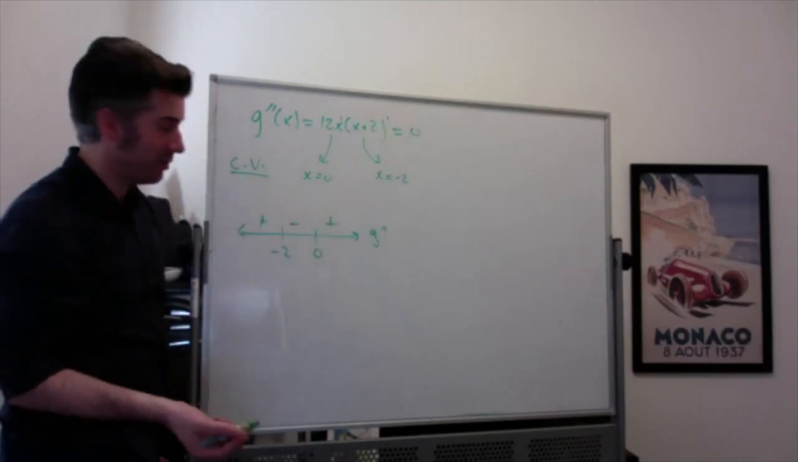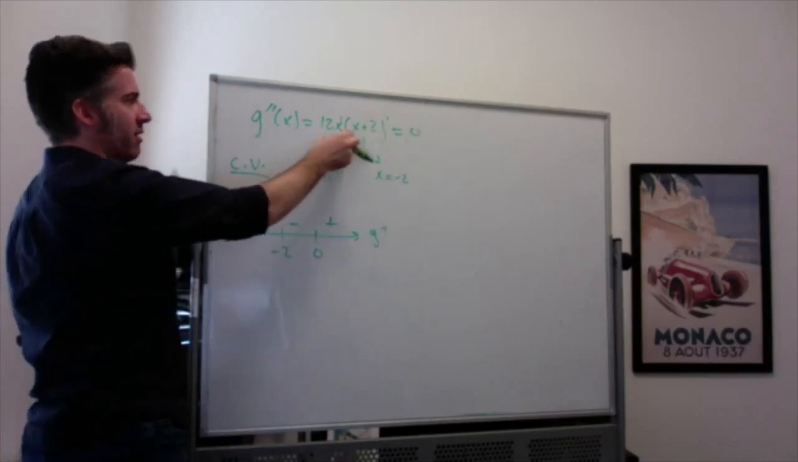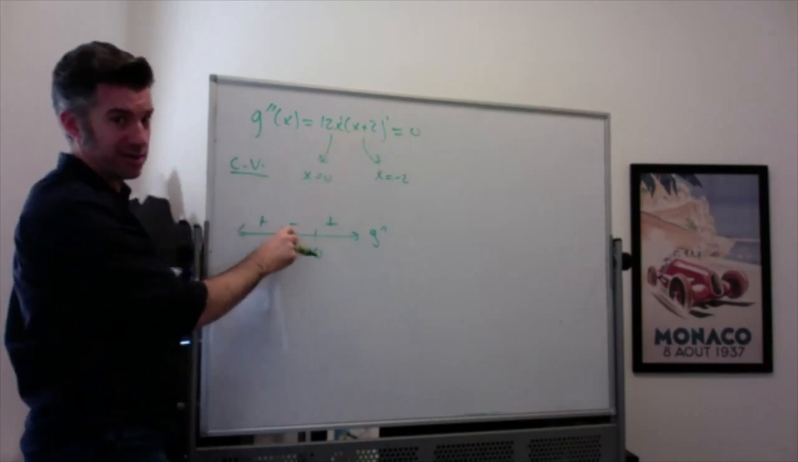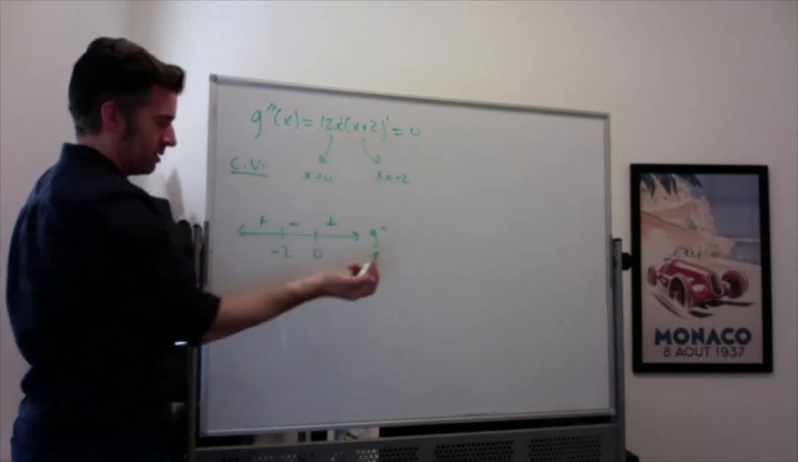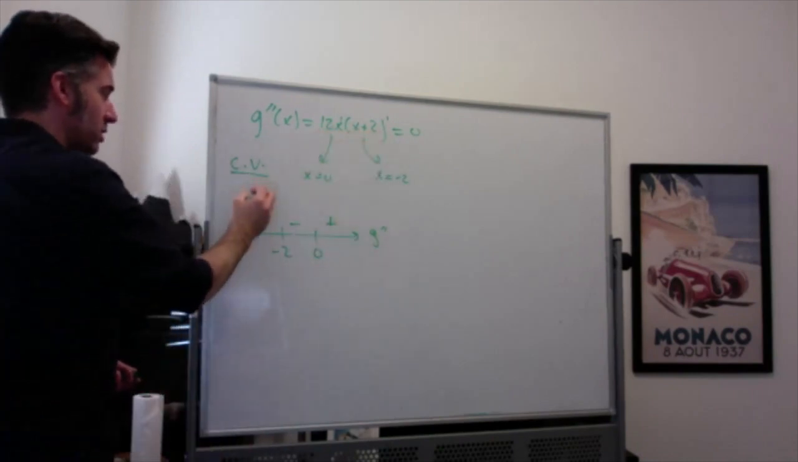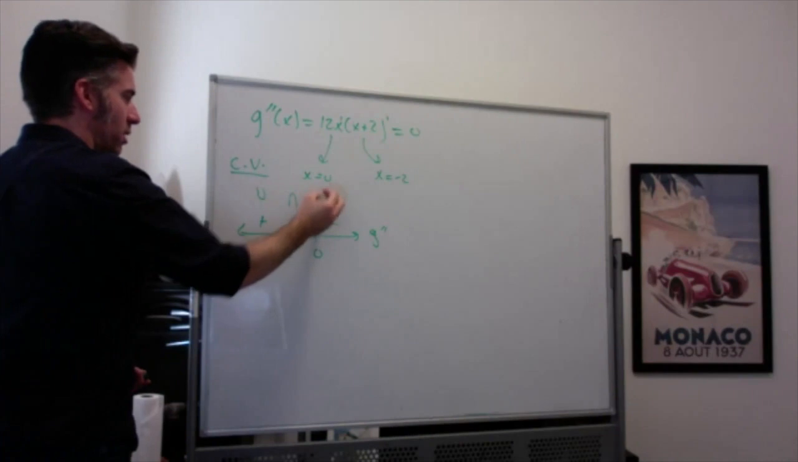Or you can pick points. You can pick -1: 12 times -1 is negative, negative plus 2 is positive, product is negative. Pick -3: negative, negative, negative, negative is positive. The function is concave up, concave down, concave up.